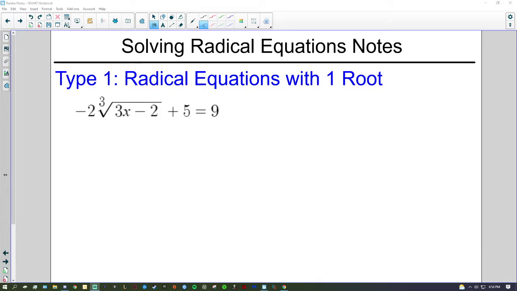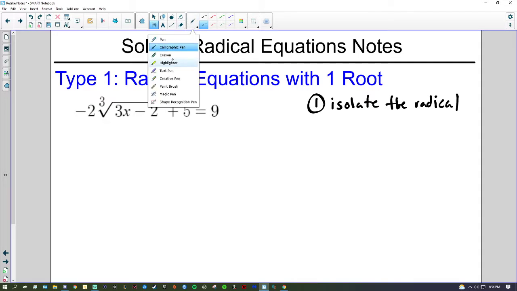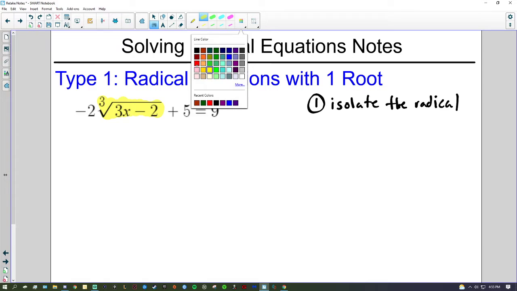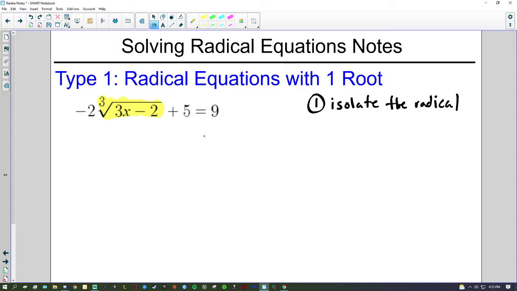So our goal here, step one, is to isolate the radical. Meaning we have to get this radical all by itself. So what I'm going to do is highlight the radical and everything inside of it so we can see everything we need to move. So we have the third root of 3x minus 2 highlighted. Anything not highlighted needs to be moved to the other side. So we can see we have a couple things we're going to have to move. We have this negative 2 out front. We have this plus 5. Both of these have to move before we can even think of continuing.